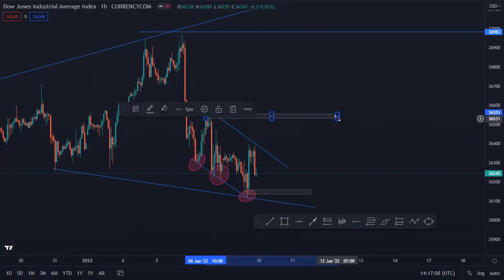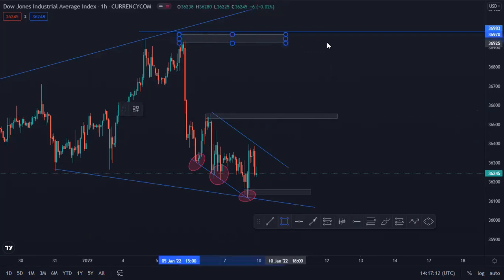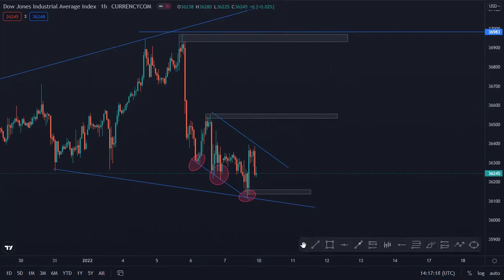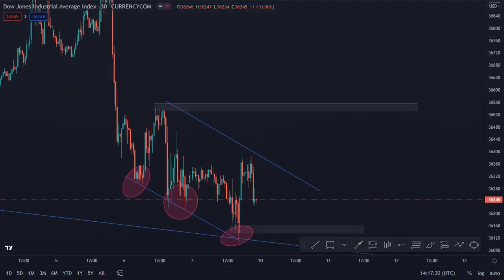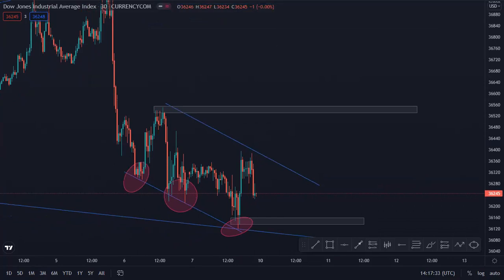First target, second target. This is how I'm predicting the market to move next week, since it's Sunday today. So let me see what the 30 minutes has for me. Yeah, as you can see on the 30 minutes, it's getting clearer and clearer, much more perfect. This is so beautiful, it's perfect, it's clear.